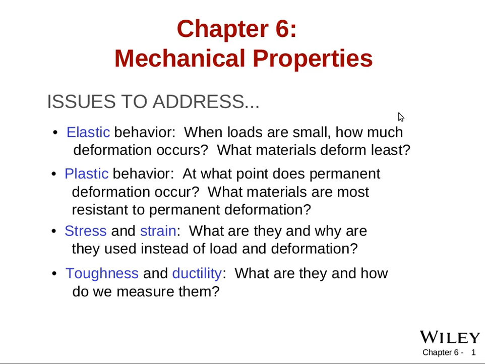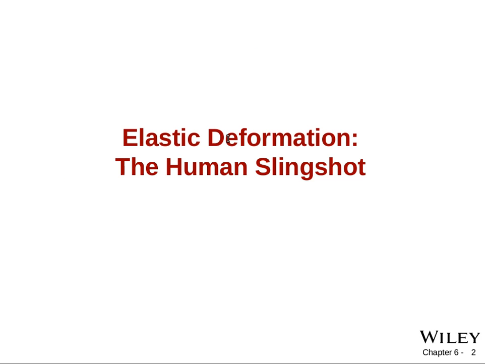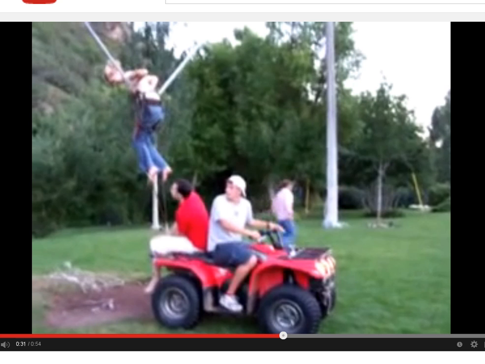Chapter 6 is on mechanical properties, and this lecture will cover elastic behavior, plastic behavior, stress and strain, and finally toughness and ductility. So to start off with elastic deformation, I have the example of the human slingshot.